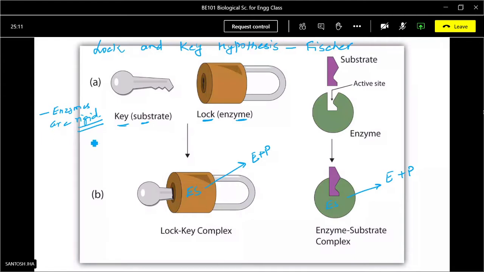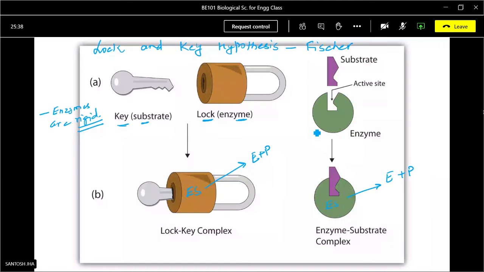But Fischer considered the enzymes as rigid molecules, as in a lock there is a permanent binding site or complementary site for the key. In the same way, enzymes have a permanent site or active site for the binding of substrate. But later on, it was found out that there are no permanent binding sites, and enzymes are flexible. When there is an interaction between the substrate and enzyme, this active site appears.